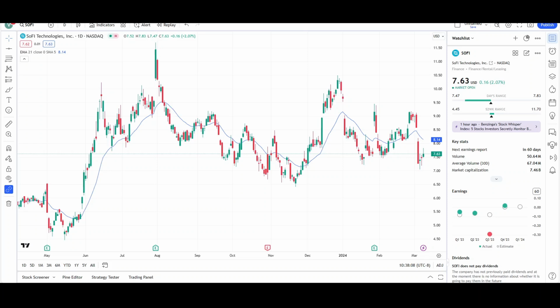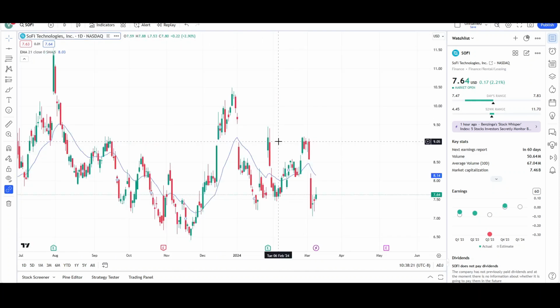What's up, traders? This is Vee Trades, and today I will be doing a technical analysis breakdown for SoFi Technologies with the ticker symbol SOFI. I will first be going over what I see on the daily chart and finish the video off with the weekly chart.